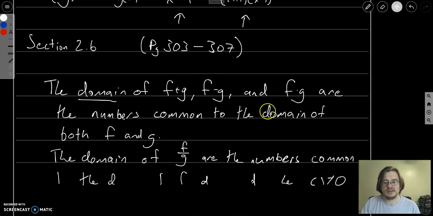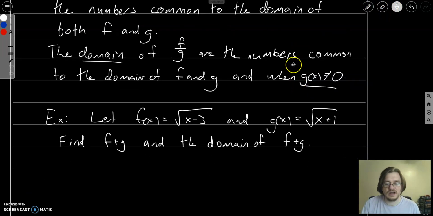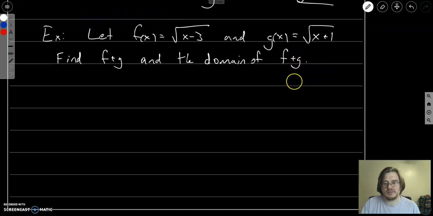So we want to be a little bit careful when we're talking about the domain of a function divided by another function. First of all, in order to plug a number into this, I have to be able to plug it into f and into g, but also I need that the bottom of the function is not 0. So let's do a quick example here.